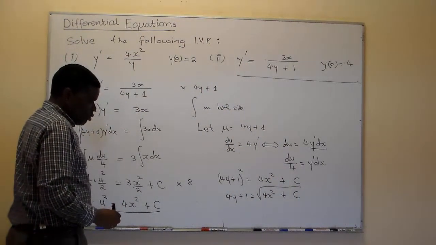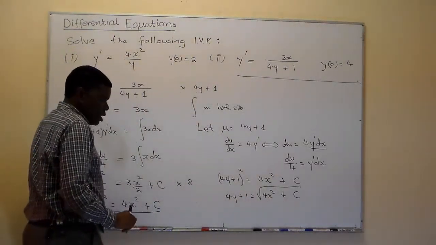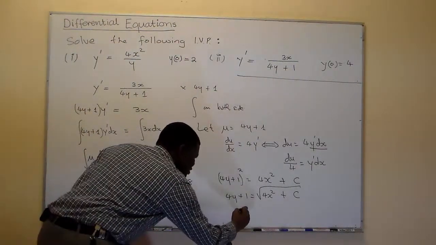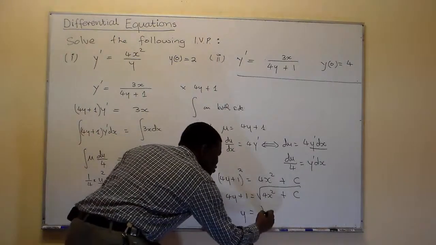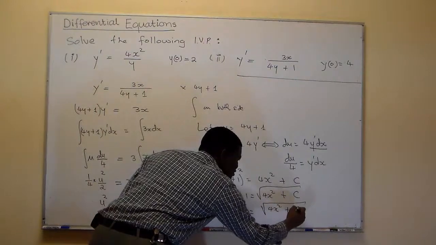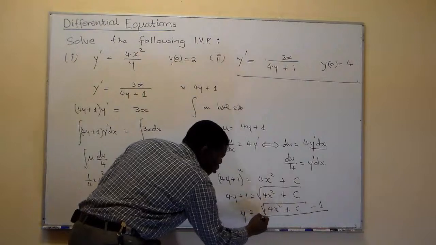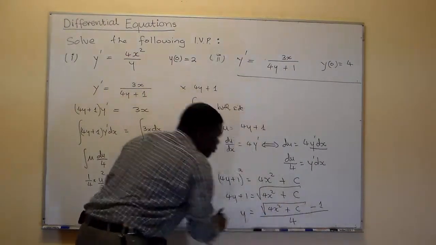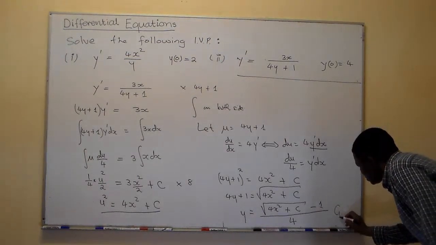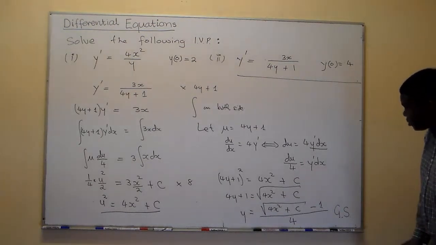Now to make y the subject of the formula, we need to subtract 1 on both sides, and then divide by 4, which is going to give us y equals the square root of 12x squared plus c, minus 1, all divided by 4. And at this stage, we have obtained our solution, which is our general solution. So I'm just going to write GS for general solution.